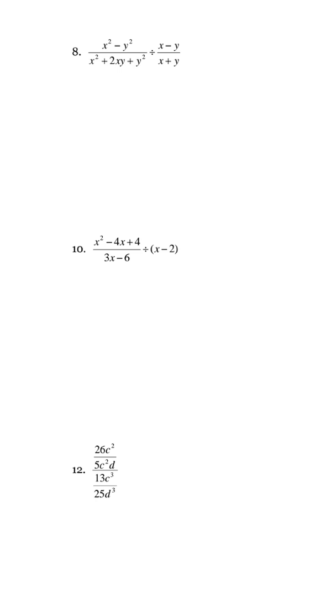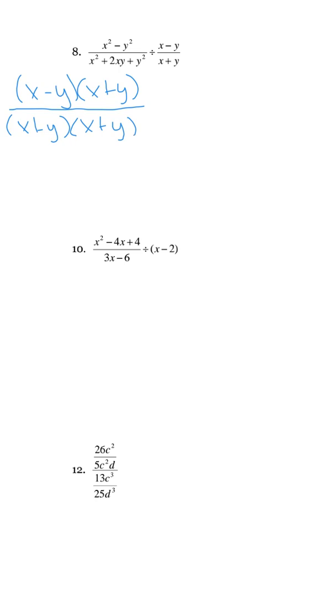Well, the second fraction doesn't have any factoring that I can do in it, so that's going to be pretty nice. So my first fraction doesn't flip. It stays as it is, but let's factor it as we keep it. So x squared minus y squared just becomes (x minus y) times (x plus y) if we follow our difference of squares rules. And then x squared plus 2xy plus y squared, don't let that scare you. It's just (x plus y) times (x plus y).